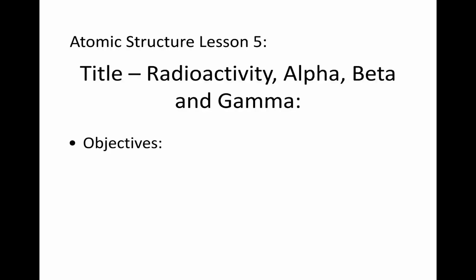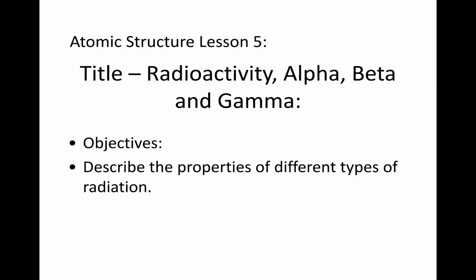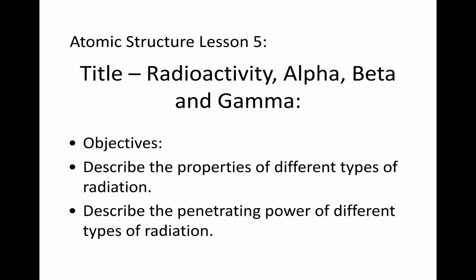Hi there, this is GCSE Physics. This is Atomic Structure Lesson 5. The title is Radioactivity, Alpha, Beta and Gamma. The objectives are to describe the properties of different types of radiation and to describe the penetrating power of different types of radiation. Remember, at any point, if you need to pause to make any notes, please do.